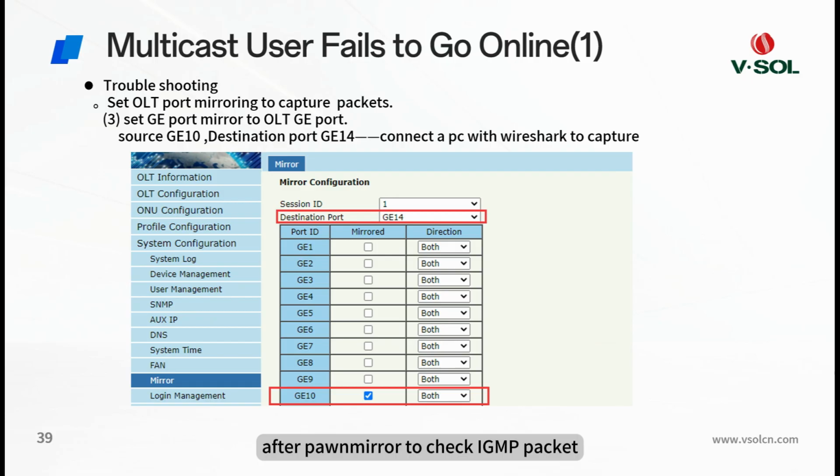After using the PON mirror to check the IGMP packet, we can mirror the GE port to capture. That lets us know if the OLT forwards the IGMP packet to the uplink port. Same as the PON port mirror, set mirror source GE10, destination port GE14. Connect a PC with Wireshark to capture on GE14.